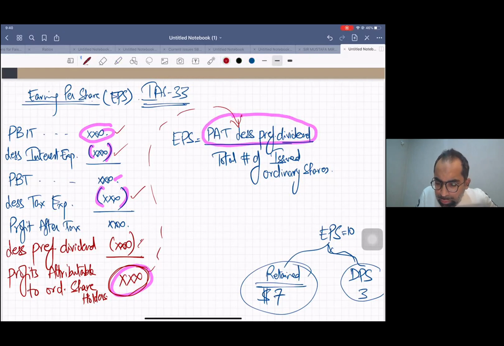And I'll be using the word earnings, okay, for this numerator. So my dear students, whenever earnings is given, that means the ready-made numerator is given. If earnings is given, that means the ready-made numerator is given. Okay, right? In my questions. Now wait. So this is the formula.